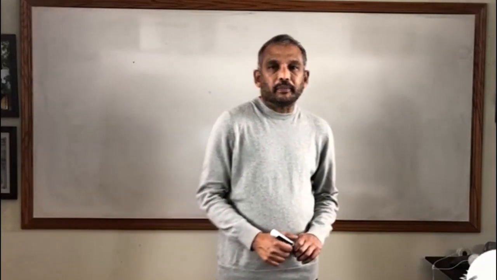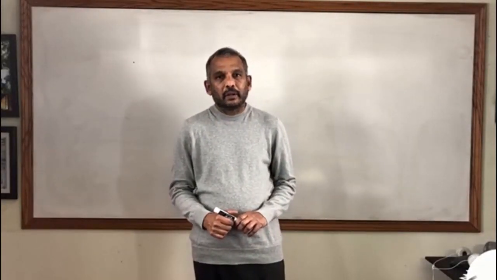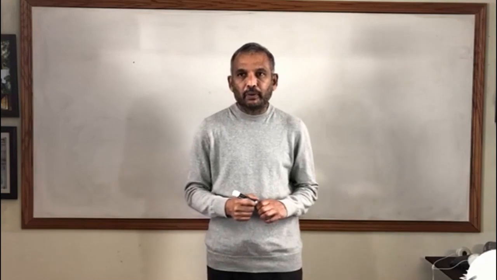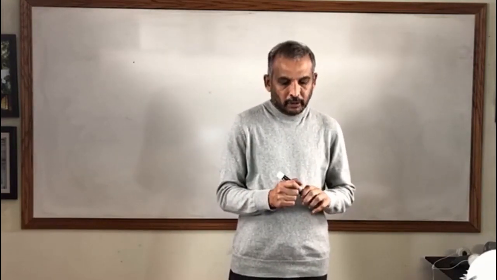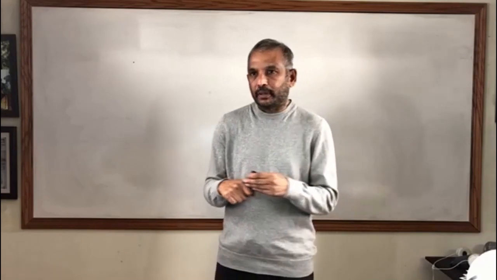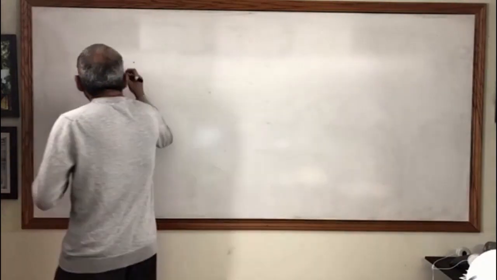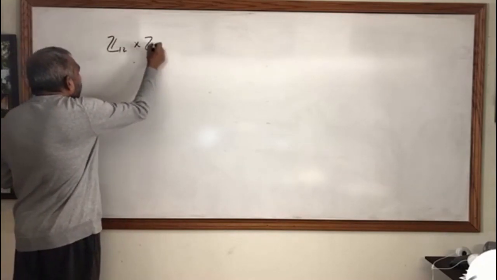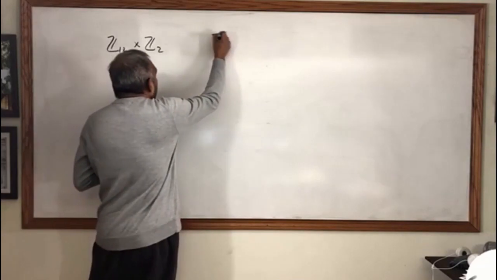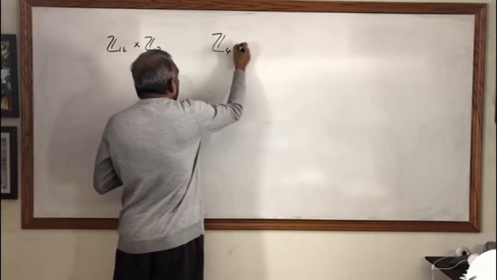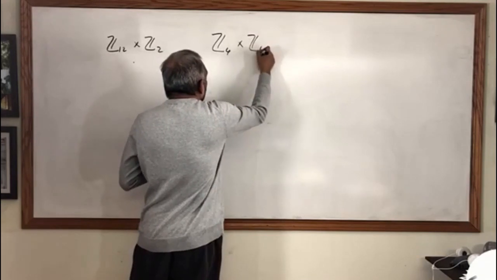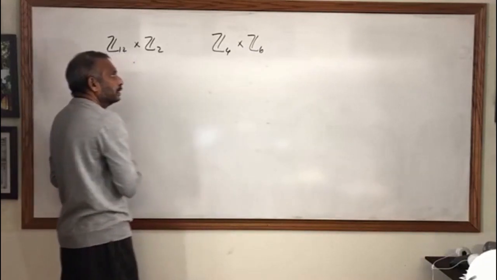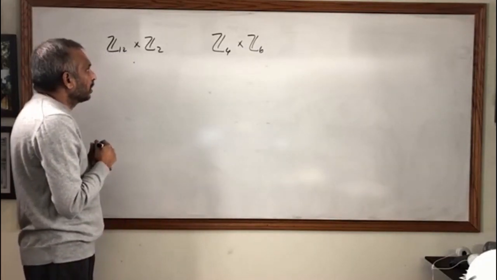So let us do some more problems on direct products and finitely generated Abelian groups before we complete this chapter. The first problem we are going to attempt is whether these two groups, Z12 times Z2 and Z4 times Z6, are isomorphic. That's what we are going to try.